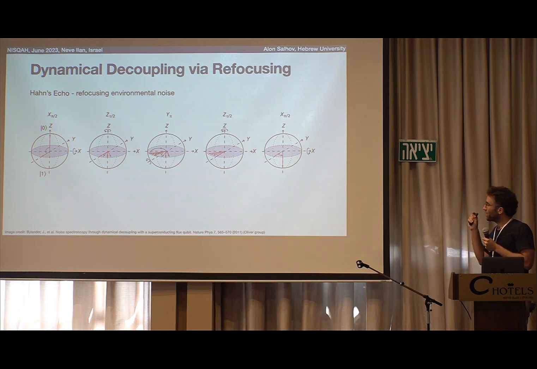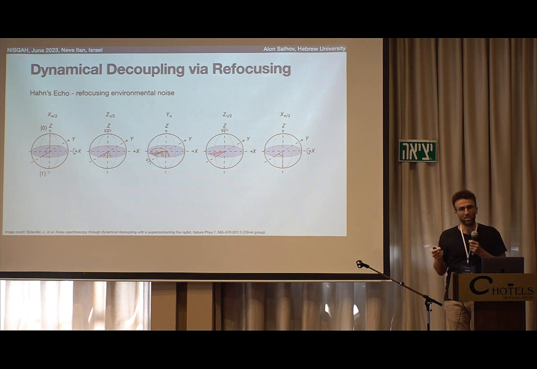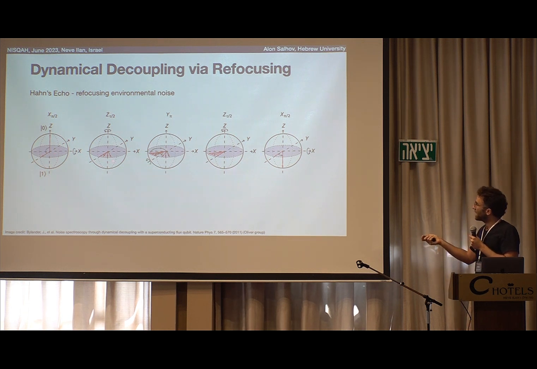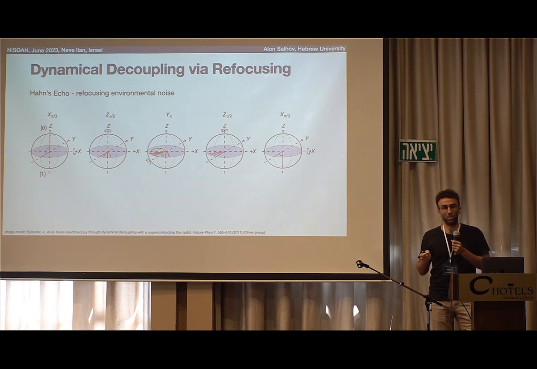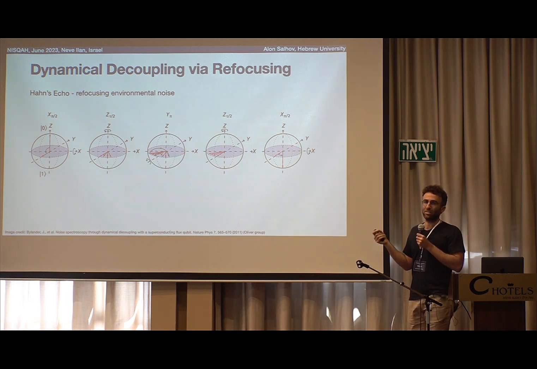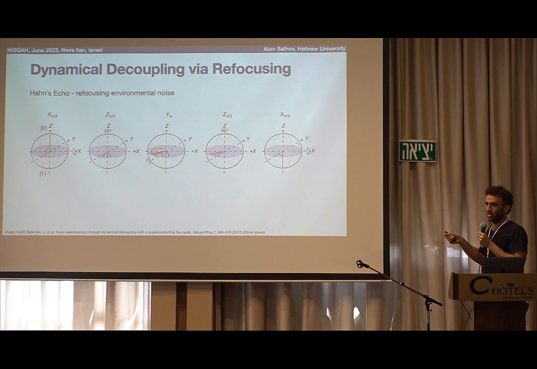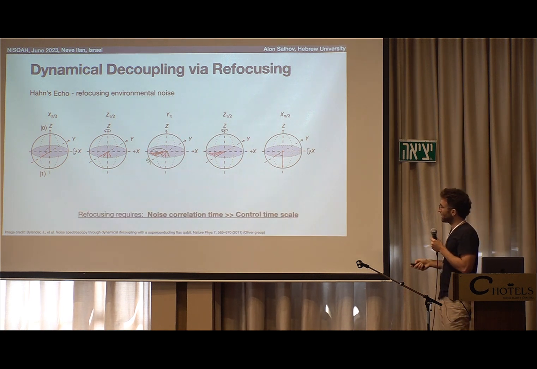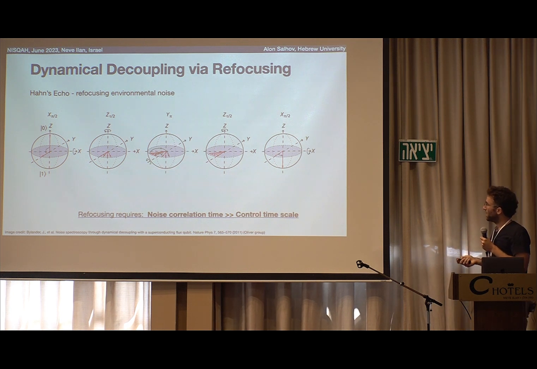Okay, we know where the state is. Great. Now for this story to work, the central feature is that we have the same precession angle in both free evolution periods, right? So we rely on temporal correlations of the noise and our ability to manipulate the system faster than the noise starts to differ temporally. This is the criterion of refocusing, and we'll go back to that.